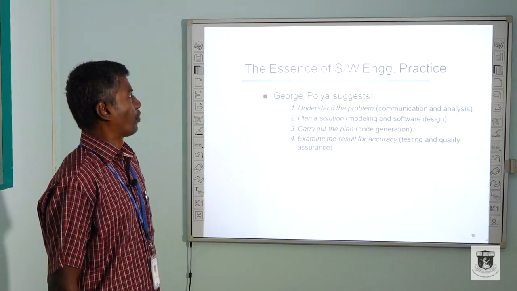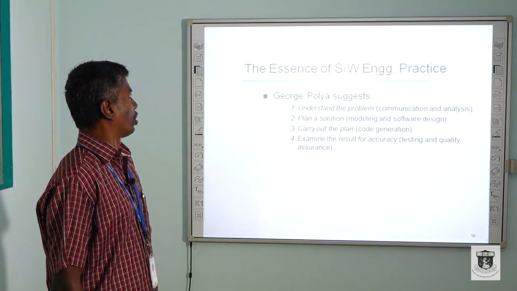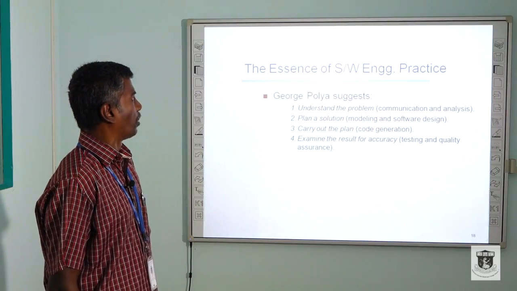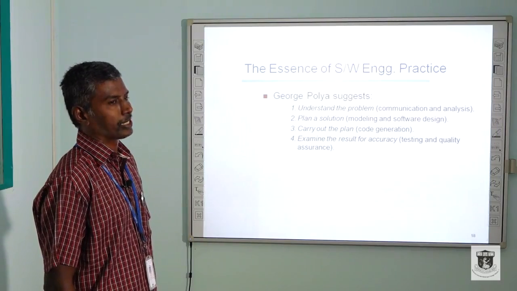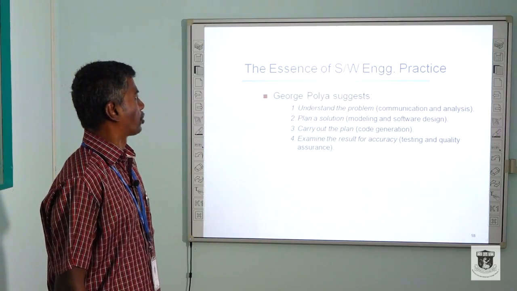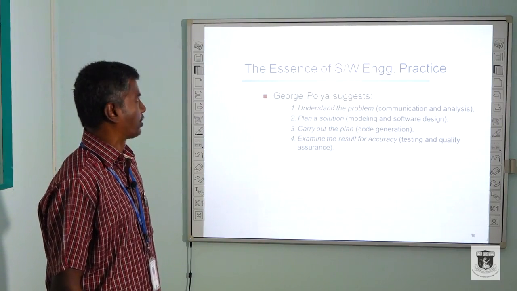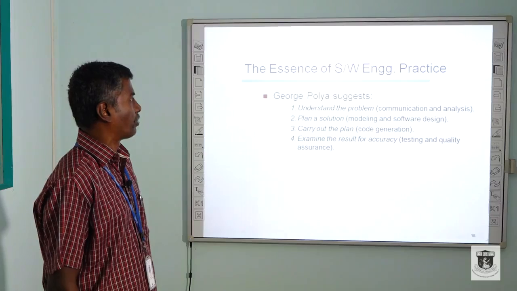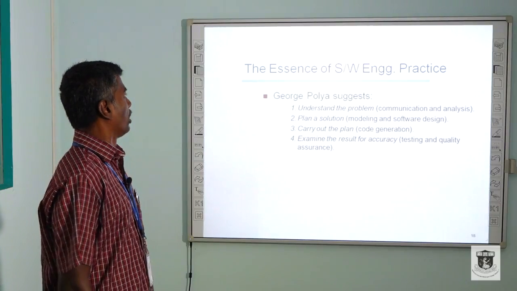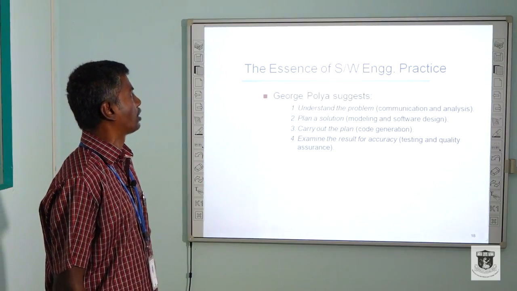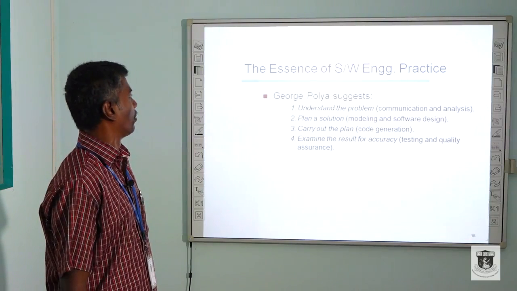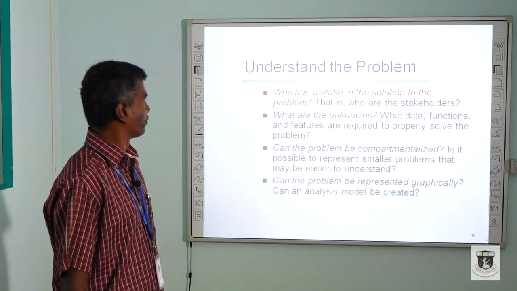This is the essence of software engineering practice. George Polya suggests four things. One is to understand the problem, that means communication and analysis come under this part. Plan the solution, that means modeling and software design. Carry out the plan, that means we are going to write a program, simply called code generation. Examine the result for accuracy. The result is nothing but testing and quality assurance, which will be produced in the final concepts.